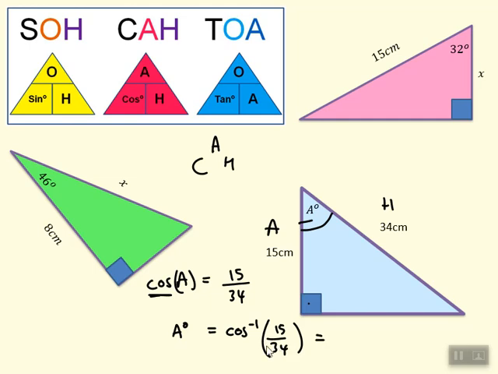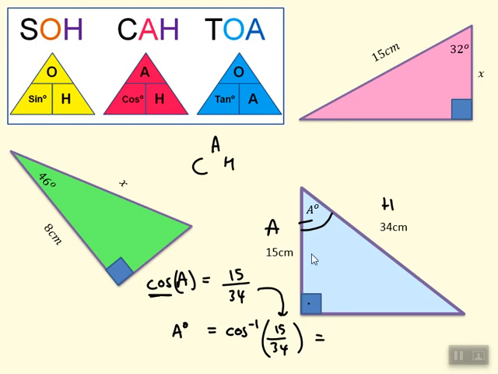So I'm just going to type shift cos. What I did was I didn't bother working out what 15 divided by 34 was. I've just put it inside cos to the minus 1 and done it in one go. Okay, so shift cos to the minus 1 of 15 divided by 34: shift cos, open bracket, 15 divided by 34, close bracket.